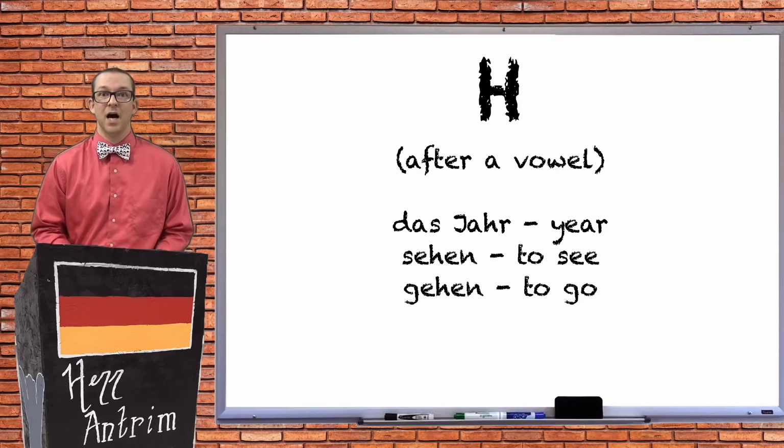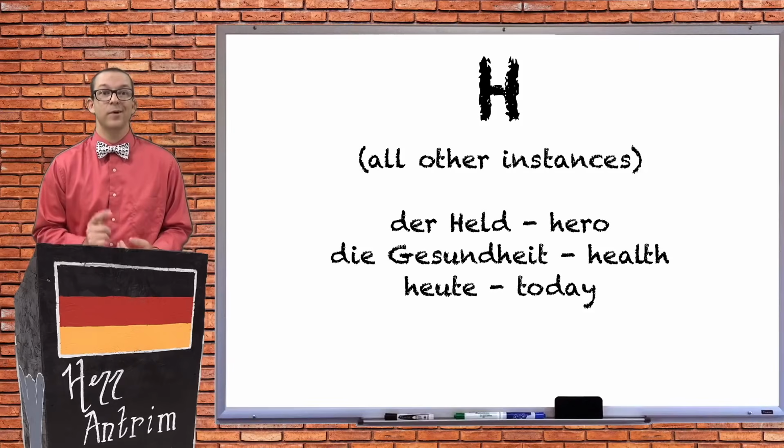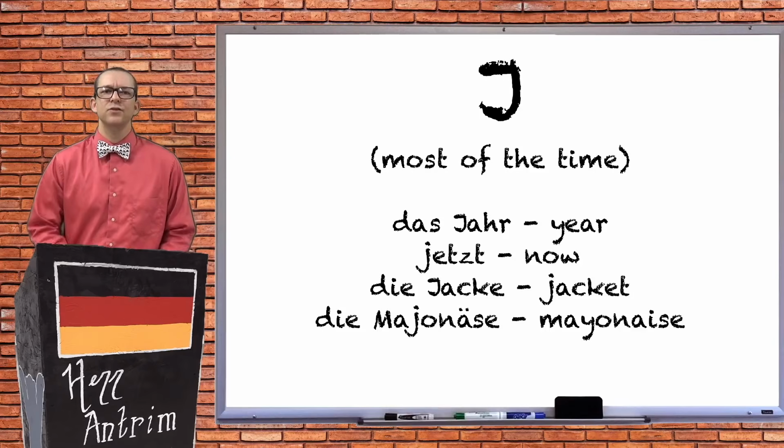You've already seen the letter H as it's used to elongate a vowel sound. For instance, ja, sehen, gehen. In those words, the letter H is silent and only functions to change the vowel. When H is pronounced, it is pronounced the same as it is in English. Held, Gesundheit, heute.